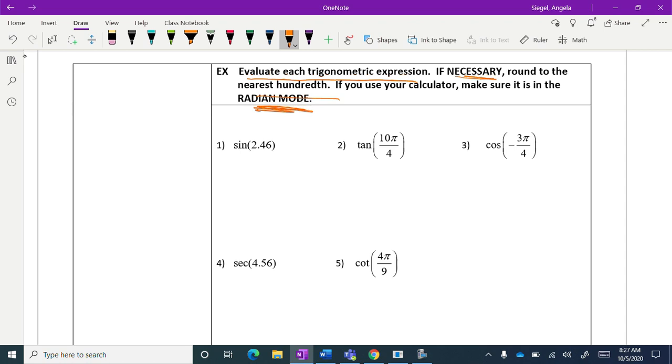So let's start with number 1. We're going to type in the sine of 2.46, and you're literally just typing it in your calculator, and it should be about 0.63.